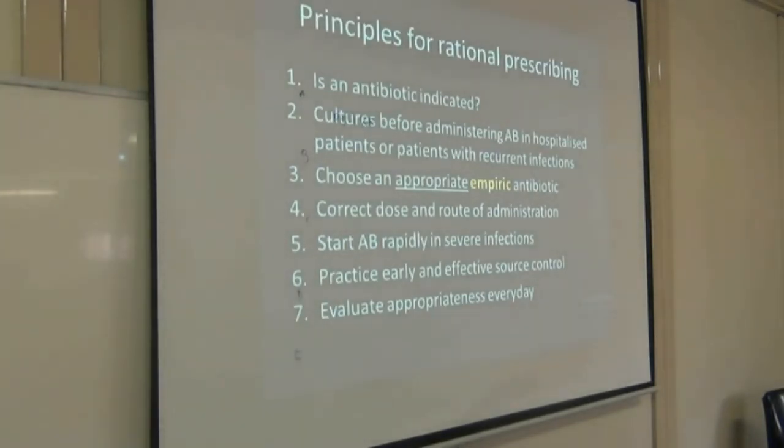Okay. So the principles of rational antimicrobial prescribing are in these seven steps. The first thing you have to ask yourself is, do we need an antibiotic? If the patient needs an antibiotic, you have to take the cultures before you administer your first dose of antibiotic.